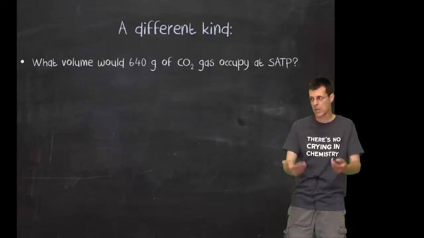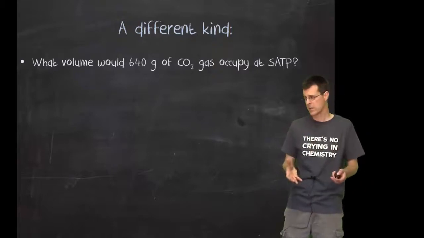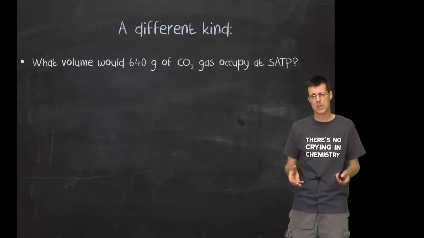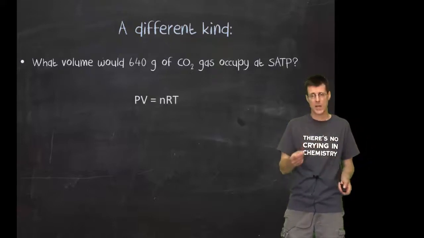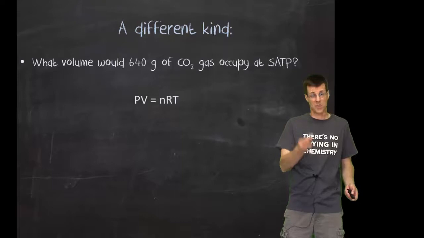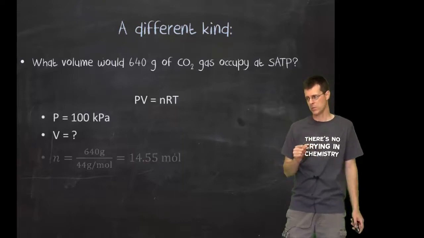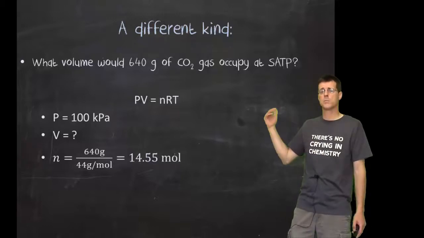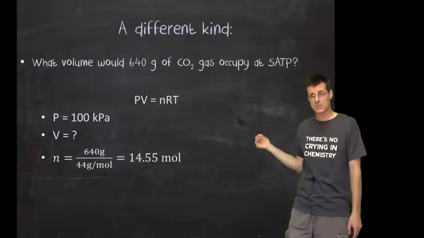Okay, different kind of question. In this question, the one difference is I now have a mass. I was able to measure the mass of that gas, 640 grams of carbon dioxide. I need to know how much volume that is. Well, my ideal gas law is pressure, volume, number of moles. Ooh, I don't have number of moles, but I can calculate number of moles. Calculate number of moles using mass divided by molar mass. Hey, that's from way back, but I still need it.